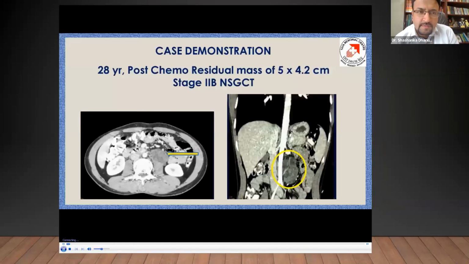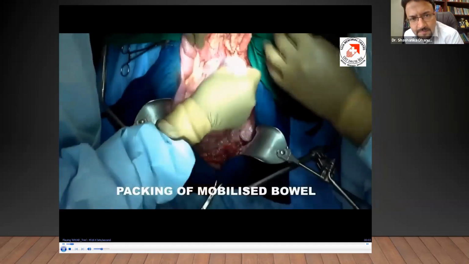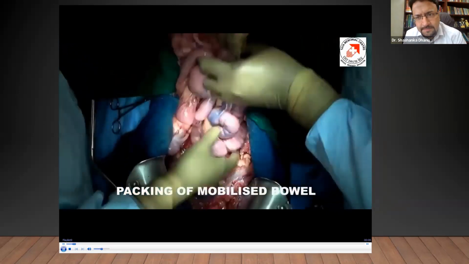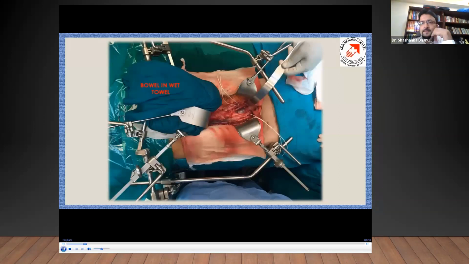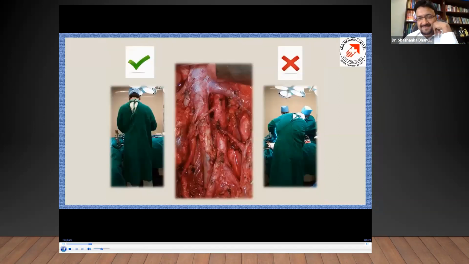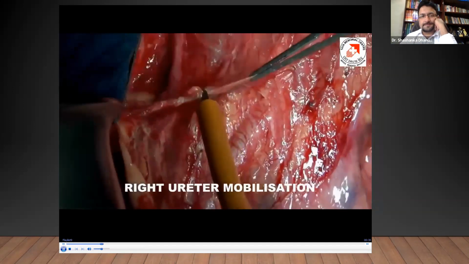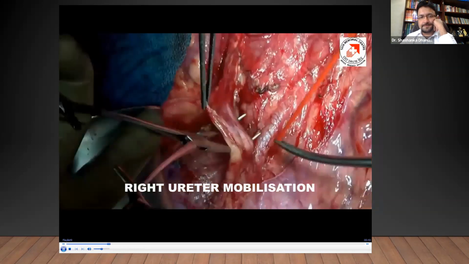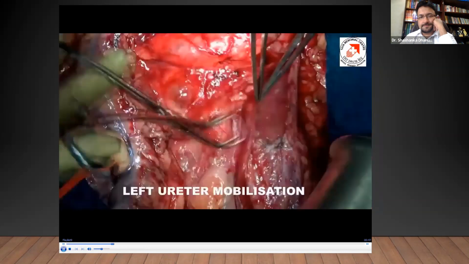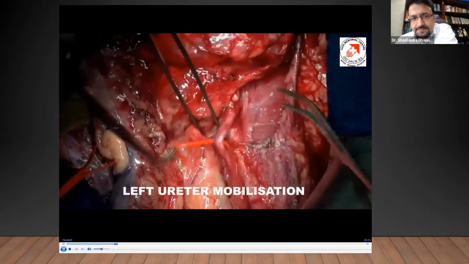Right, we'll quickly look at another video. It is just an alternate approach going from bottom up. So that's defining your lateral boundary of dissection.